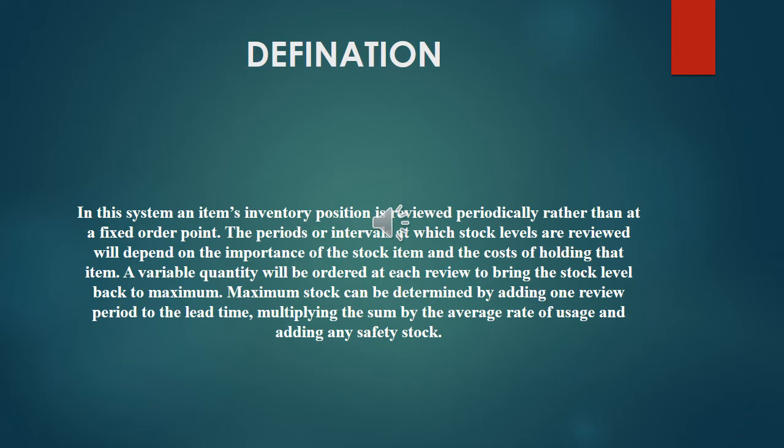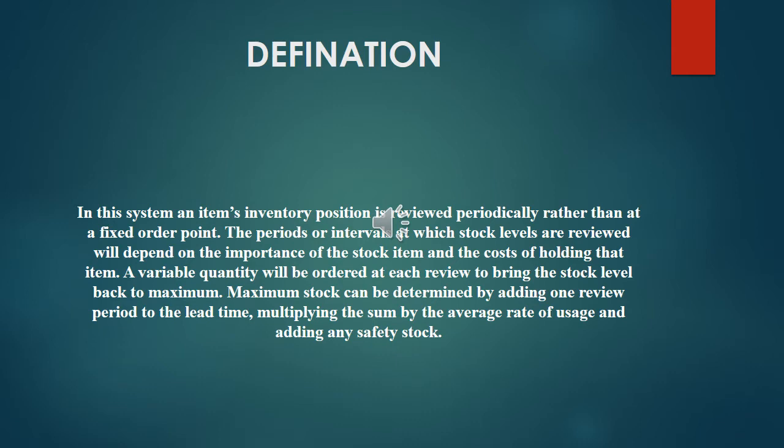This is a system where we count our materials in the warehouse periodically. This is the opposite of the other method, the continuous method. This is not where we do this continuously. Remember, in the continuous system, we review our materials after a particular period of time. That is periodic review system.